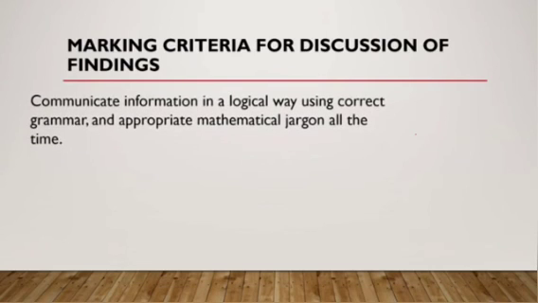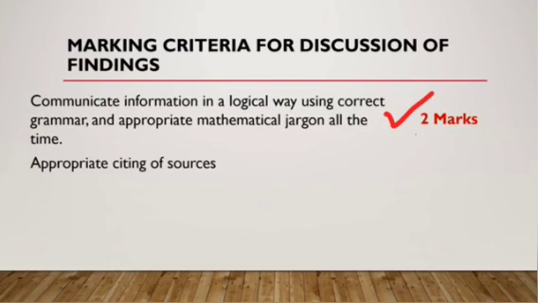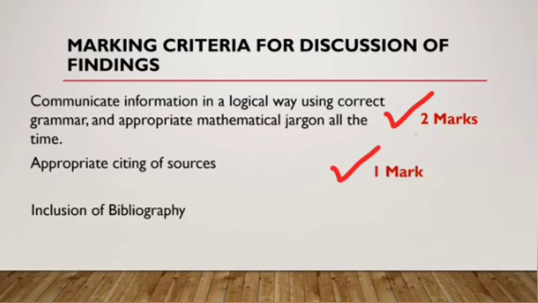If you communicated the information in a logical way using correct grammar and appropriate mathematical jargon at all times, then 2 marks will be awarded to you. If appropriate citing was done, then 1 mark will be awarded for this. And if you included a bibliography, then you will be awarded 2 marks, for a total of 5 marks. This concludes your SBA.